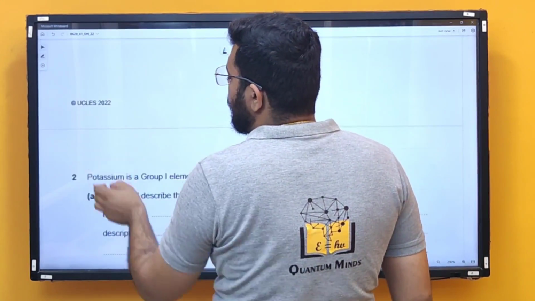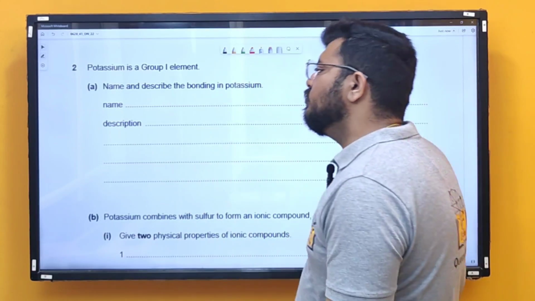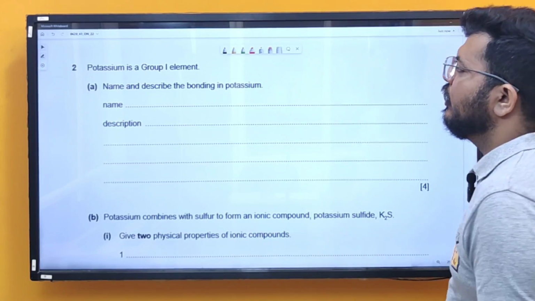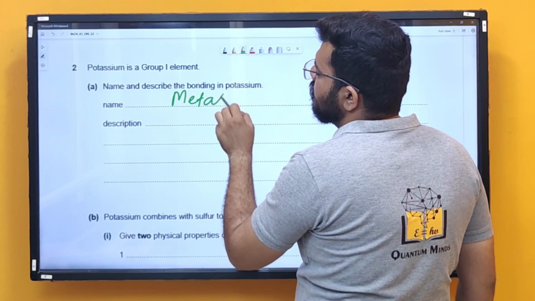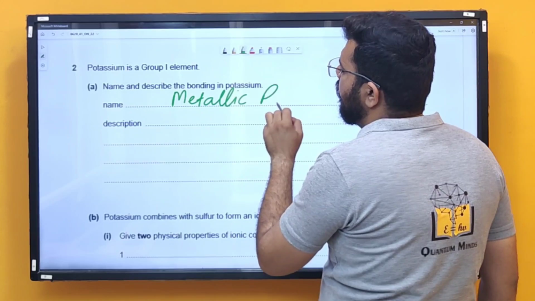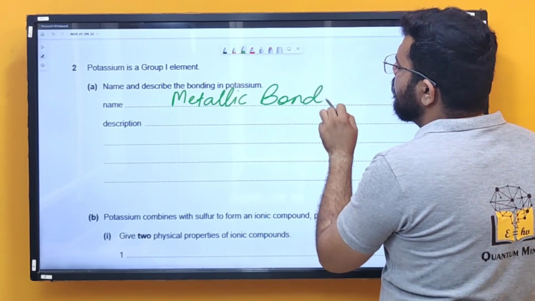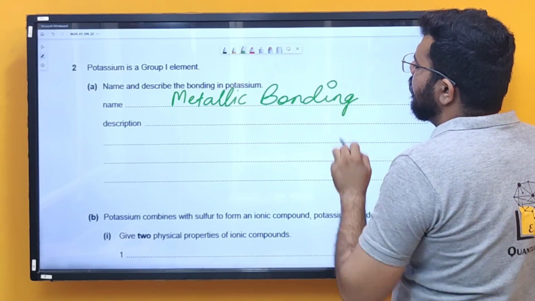Then we have question number 2. Potassium is a group 1 element. Name and describe the bonding in potassium. Potassium has metallic bonding. Let's describe the metallic bonding. What happens in metallic bonding?